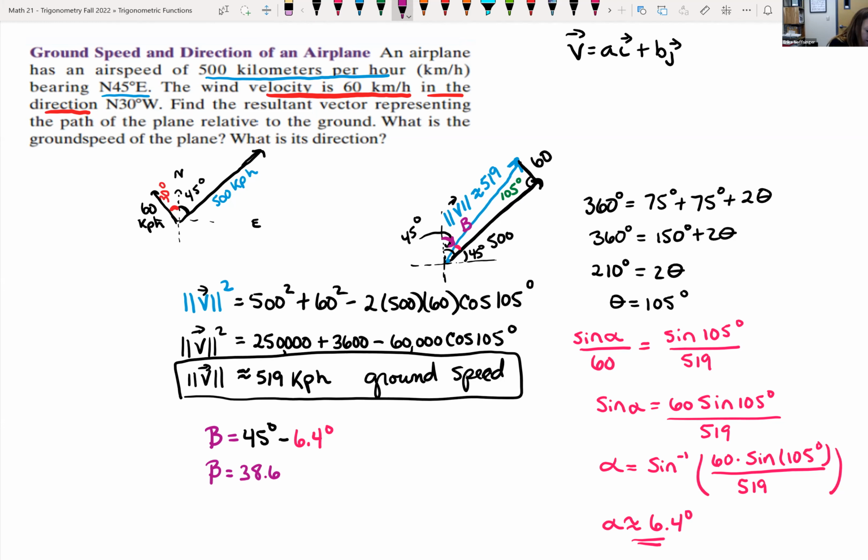So the path of the plane relative to the ground is going to be, we're starting at the north, going 38.6 degrees headed towards the east direction. So this is the relative course of the airplane on the ground because of the wind.